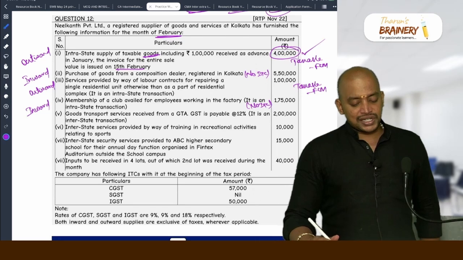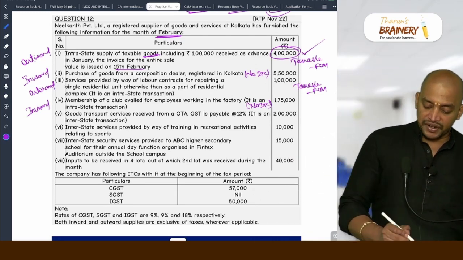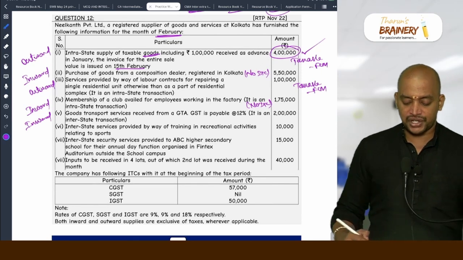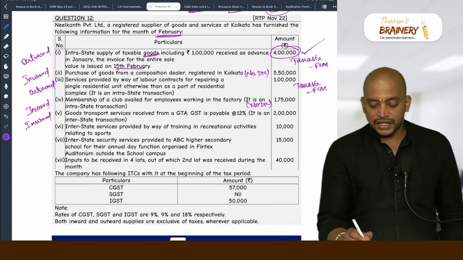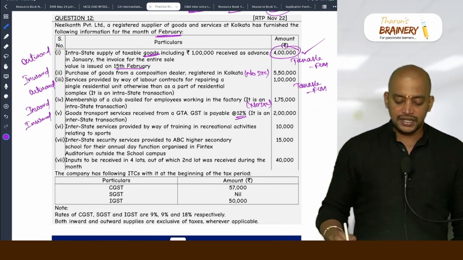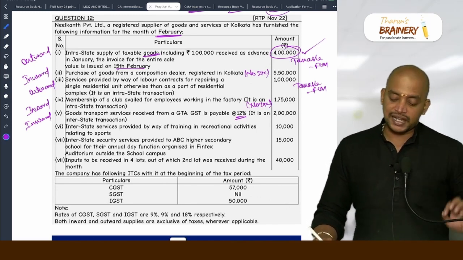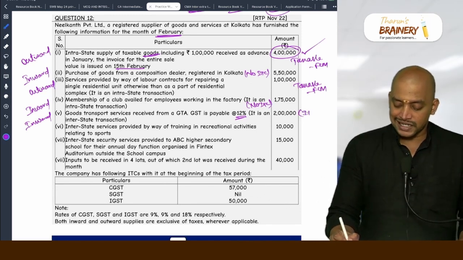Goods transportation services received from a GTA, inward. GST payable at 12%, no doubt. It will be under FCM, so we will not pay. The supplier has paid. So can we take ITC? Yes.